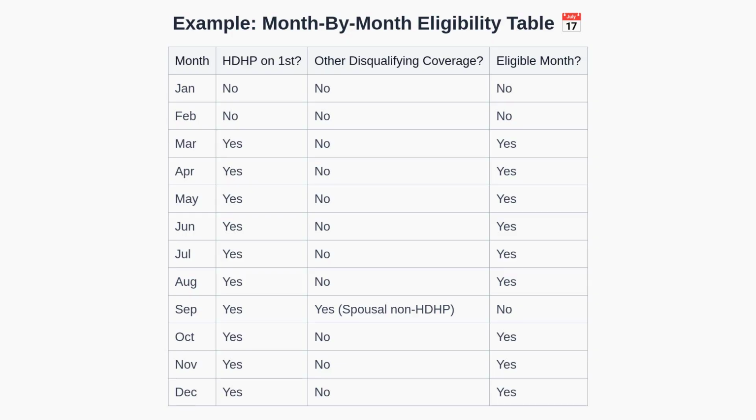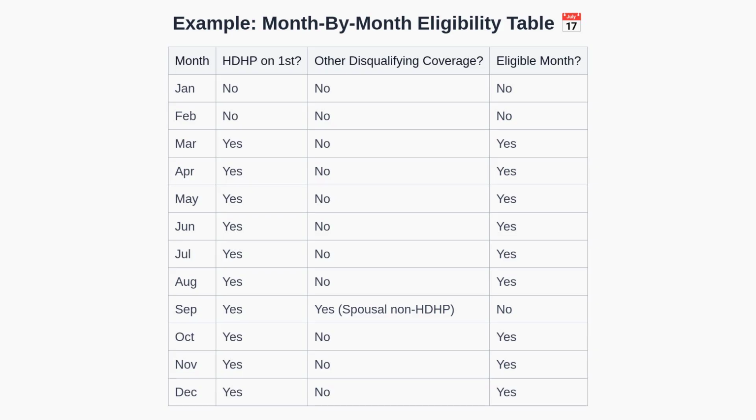In this example, the person had no HDHP coverage in January and February. From March through August, they had HDHP coverage on the first of the month. In September, although HDHP existed on the first, they had disqualifying spousal non-HDHP coverage, so September is not eligible. HDHP was present, and no other disqualifying coverage in October, November, and December, so those months are eligible. Eligible months are March, April, May, June, July, August, October, November, and December, totaling 9. The personal contribution limit equals the annual IRS limit divided by 12 times 9. Replace the annual limit with your tax year's numbers.